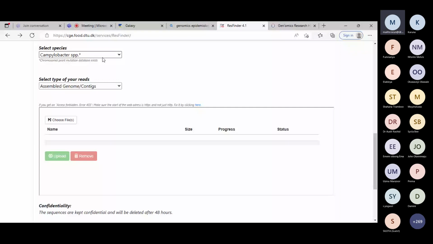So let's pick order. I think this is what we're supposed to do. Assembly and contigs. You can also submit reads. Okay, so let's choose the file again, and let's upload.